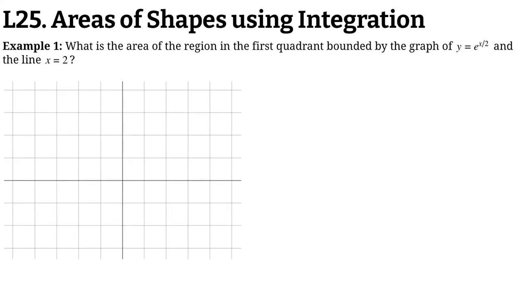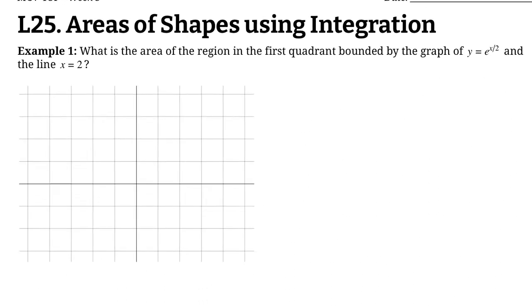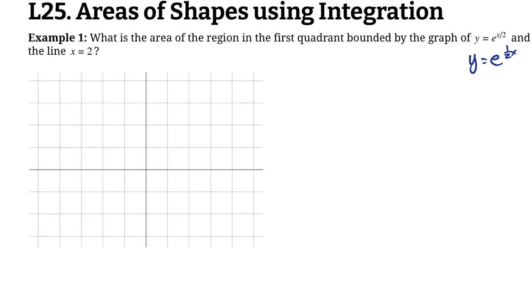All right. Hopefully you've at least tried or thought about the problems. Let's try example 1 together. What's the area of the region in the first quadrant bounded by this function and the line x equals 2? Well, we know y equals e to the x over 2 is just an exponential, right? Another way of saying this is e to the 1/2 x. So it's just like a regular exponential, but it's been transformed a little bit. But it's going to have the same rough shape as our regular exponential function.